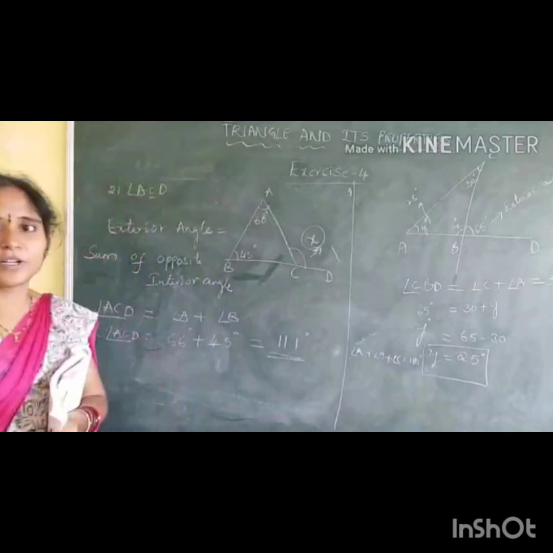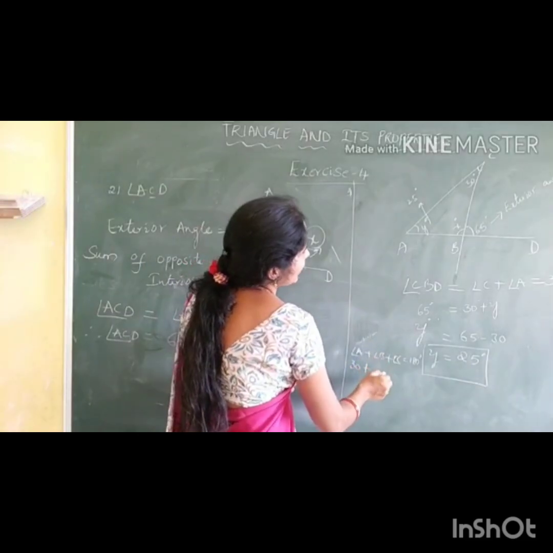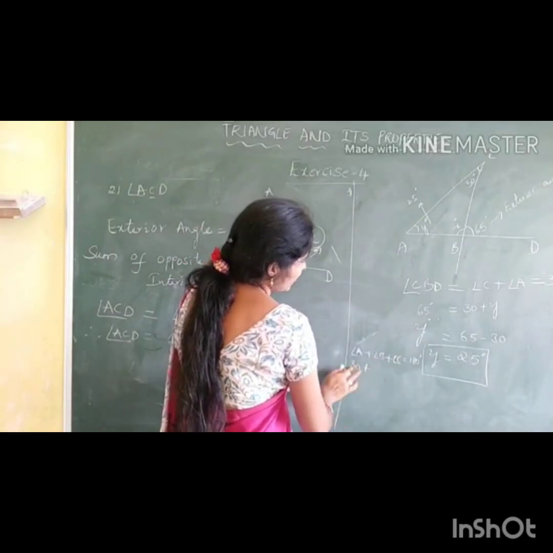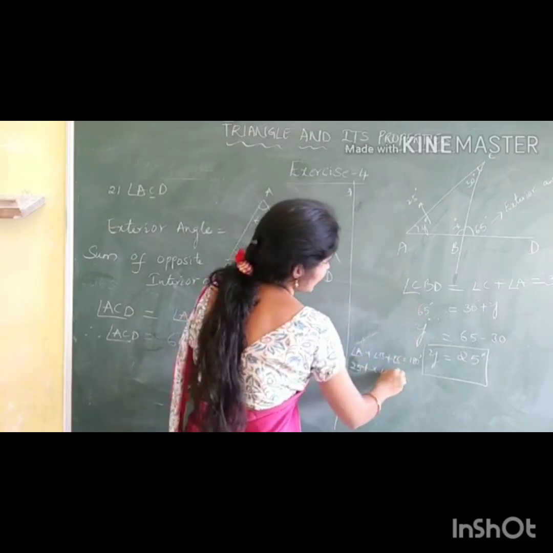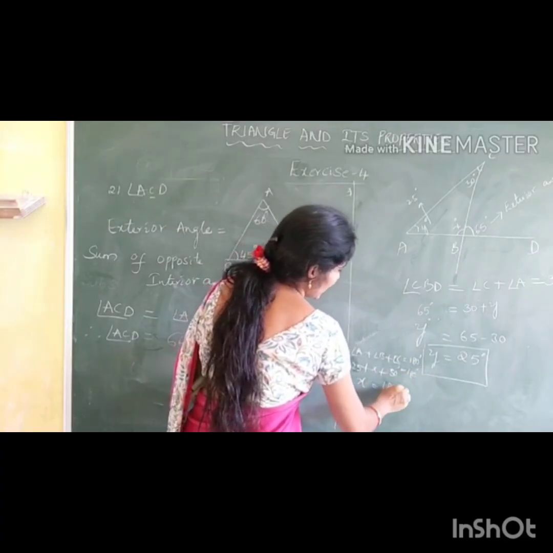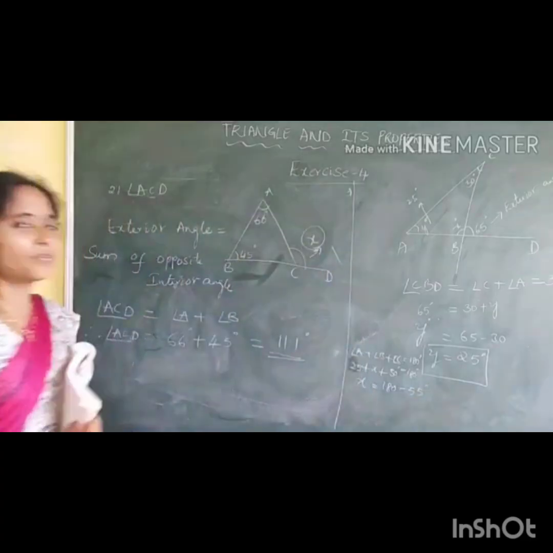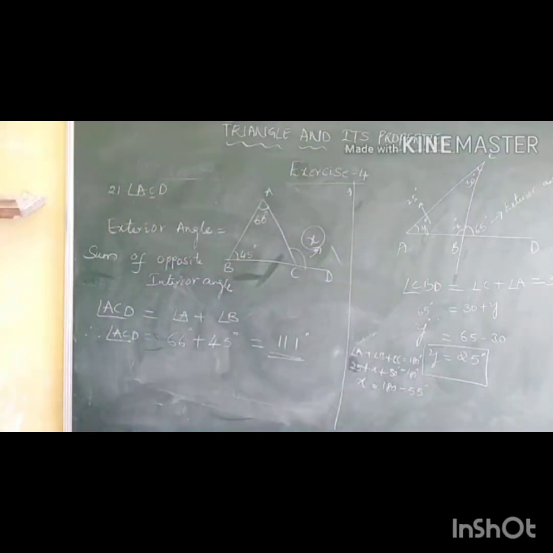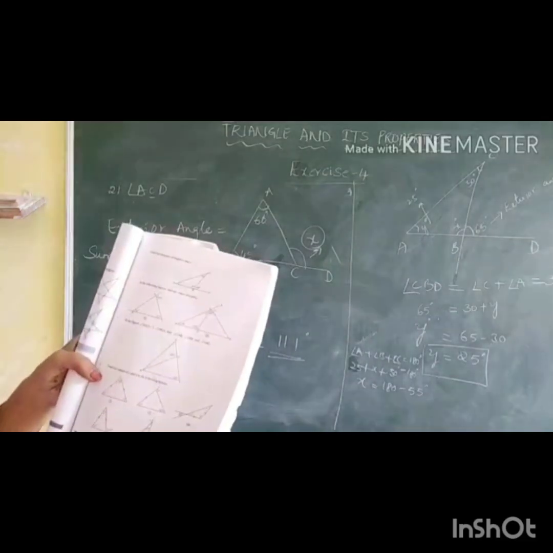Using the angle sum property, angle A we know is 25 degrees, angle B we don't know, x, angle C is 30 degrees, equals 180. Then x is equal to 180 minus the sum, 30 plus 25, 55. Subtract 180 minus 55, then you can get the x value, that is our interior angle B. Like that we can solve that third sum. Understood children? Coming to the next question.